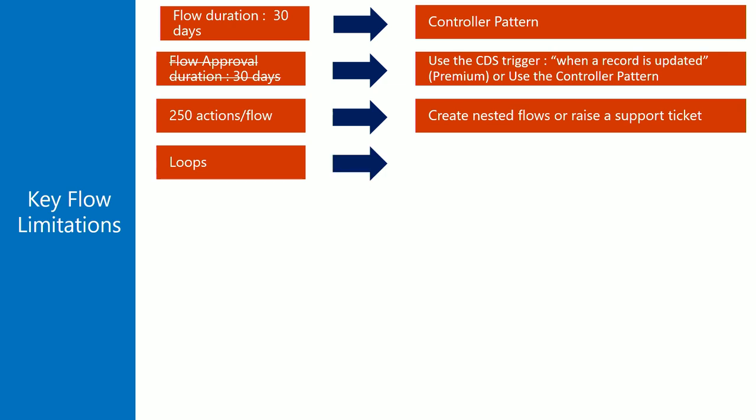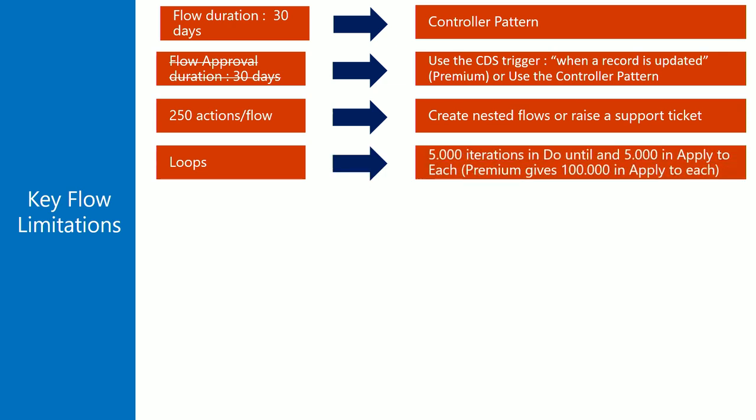Loops, we still have this limitation. 5,000 iterations in a do until, but you can create embedded do untils, so you can go beyond. However, if you do that, your flow can become slow. In many cases, it doesn't matter. 5,000 in apply to each. If you use premium, you get 100,000.